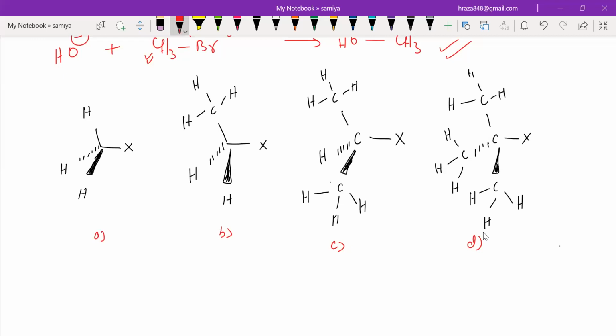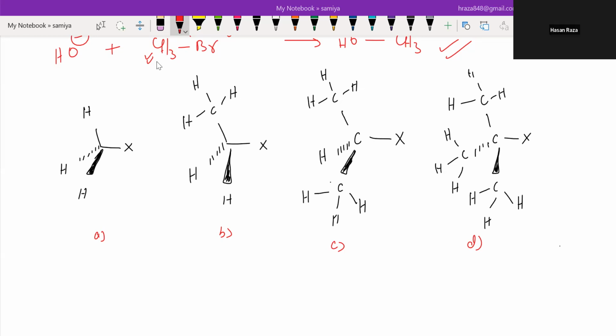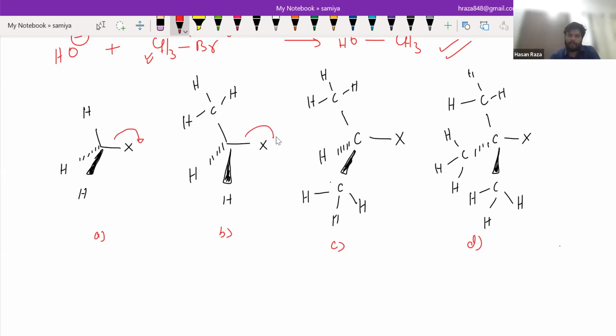So both of you done with this? Now see, Ayman, if X minus will go like this, in every case, X will take electron from carbon and it will go like this. Okay.